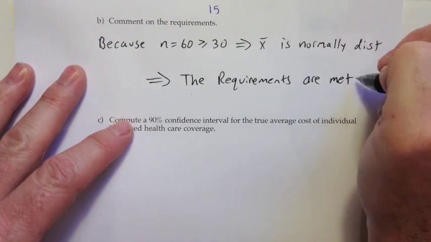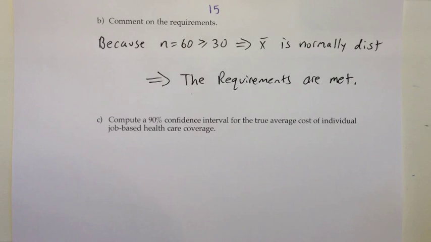This is really the simplest case that you can be in when you have the big sample. That's when stating the requirements goes the smoothest. Alright, let's go ahead and take a look at this now from the confidence interval point of view. So let's compute a 90% confidence interval for the true average cost of individual job-based healthcare coverage.